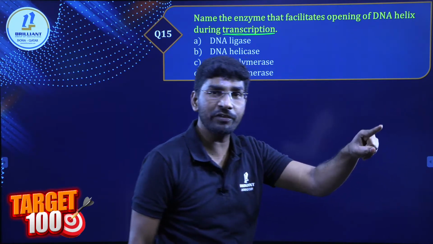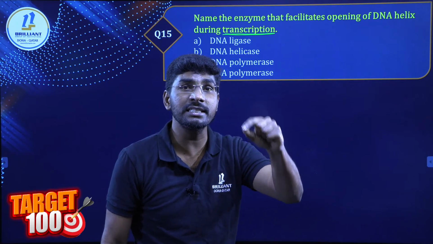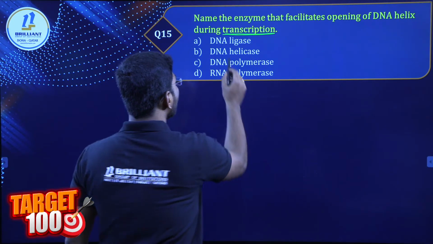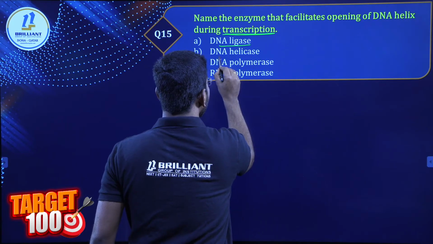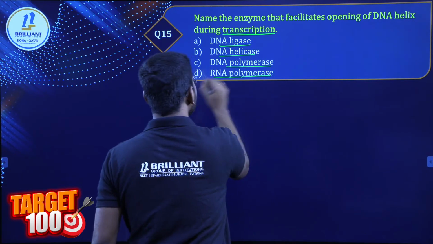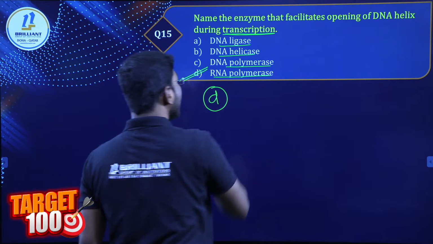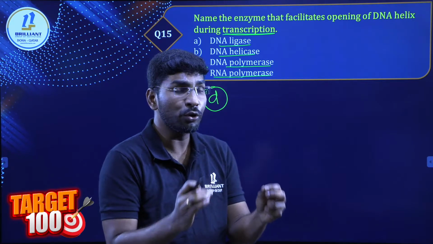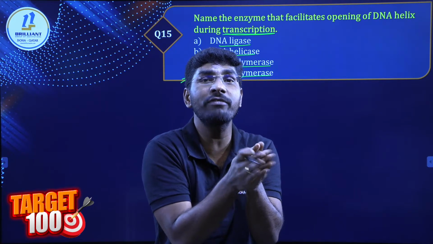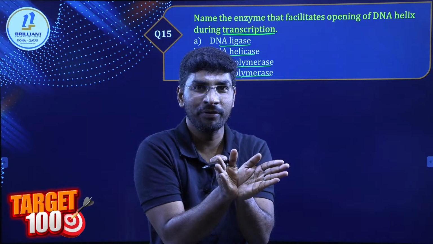Answer me. Which enzyme goes and binds to the promoter? RNA polymerase. So look here: DNA ligase, DNA helicase, DNA polymerase, RNA polymerase. Tell me, which enzyme is that? RNA polymerase enzyme goes and binds to a promoter and starts the opening of transcription. Got my point?